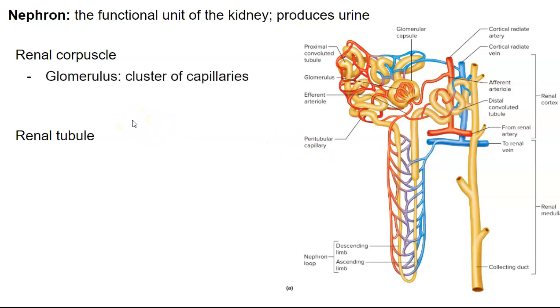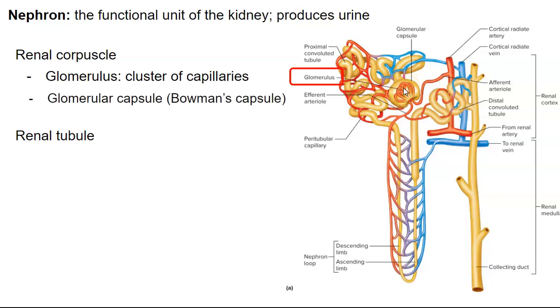So the renal corpuscle has something called the glomerulus. The glomerulus is this ball of capillaries right here. And it's surrounded by the glomerular capsule, which is this. Another name for the glomerular capsule is the Bowman's capsule. And then in the renal tubule, we have the proximal convoluted tubule. It's proximal because it's most proximal to the glomerulus. So here's the proximal convoluted tubule.